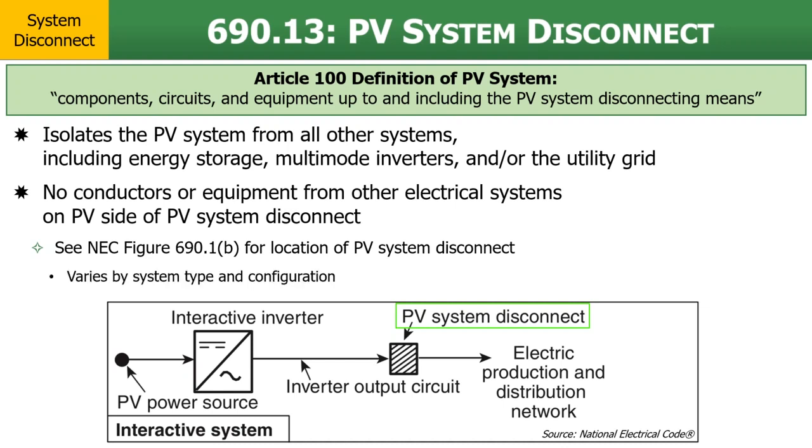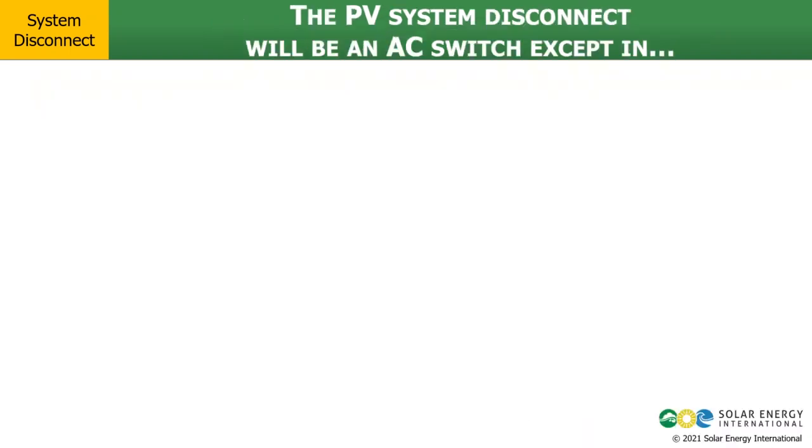The location of the PV system disconnect is going to vary depending on what type of system you have. Here, this is an AC disconnect. In a DC coupled system, that disconnect would be a DC disconnect for the PV system. So really pay attention to what type of system you have and clearly identify where the PV system disconnect is.